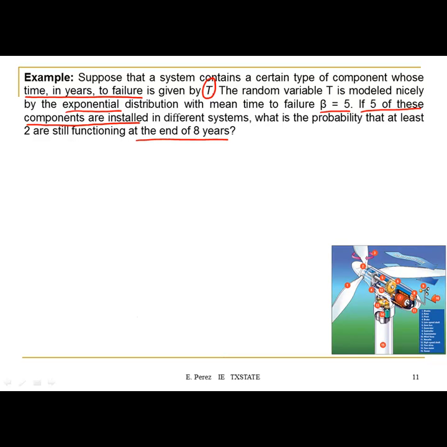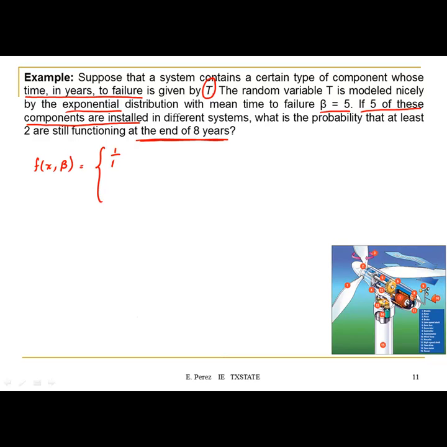So we know that that random variable, after we put the data into a histogram and we fit the information into our data, we saw that the exponential distribution was the best fit. Okay, so we know that exponential is going to model that time to failure nicely. So we want to find out what will be the probability of that component lasting more than 8 years. So again, we're going to use the exponential. So let me put the exponential PDF here.